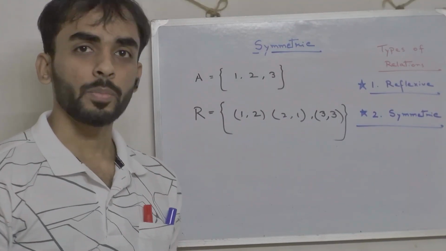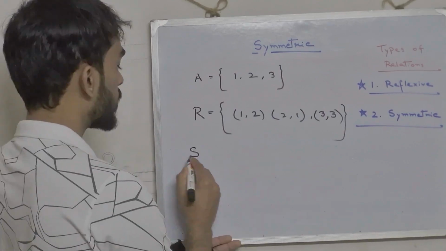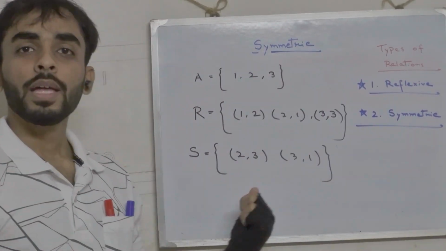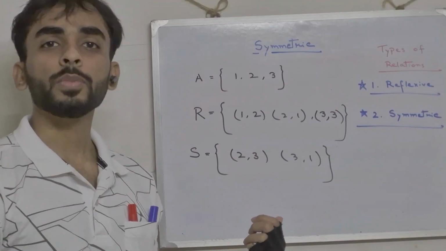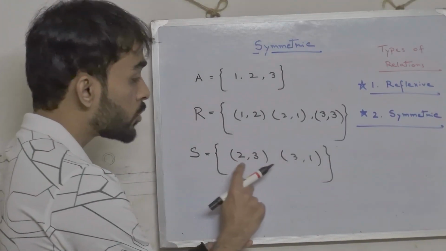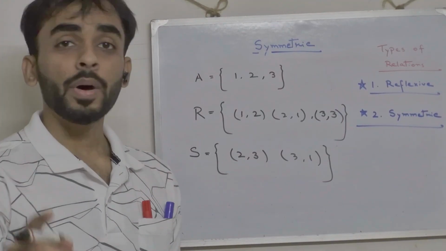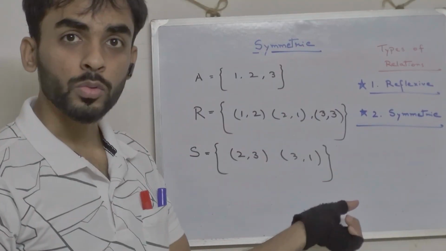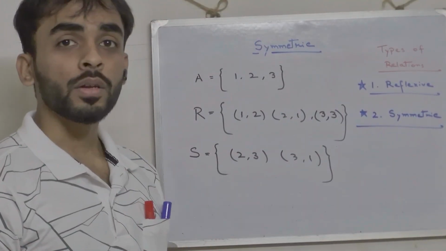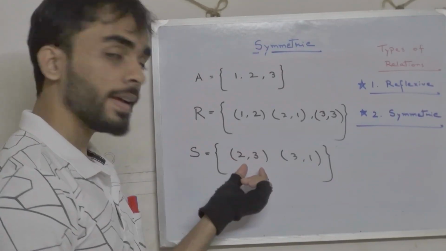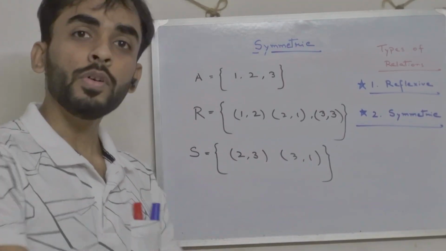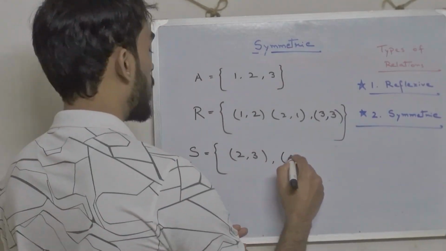Let's take another example. Let's take another relation. Is this a symmetric relation? You can easily tell it's not a symmetric relation. Why? There is 2 comma 3, but there is not 3 comma 2. There is 3 comma 1, but there is not 1 comma 3. So if one element is there, its inverse should also be there.